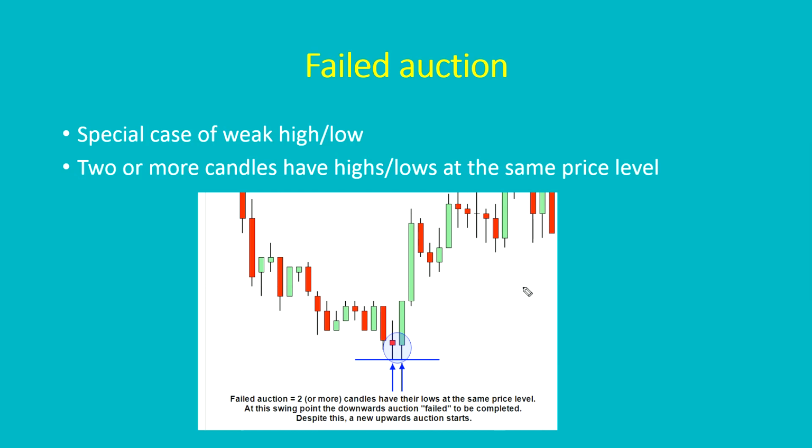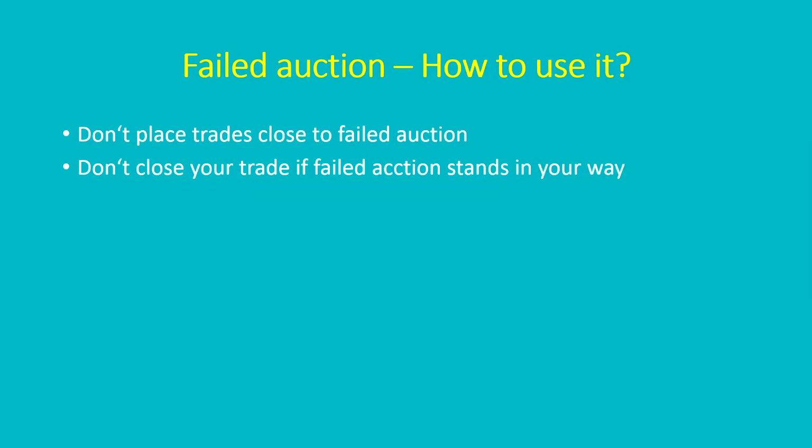In trading, it basically means that if you see 2 candles ending at the same price level, then you can expect that when the price gets close to the level, the price will most likely test below the level to create a successful auction, to transform the failed auction into a successful auction. So how to use the failed auction in your trading?